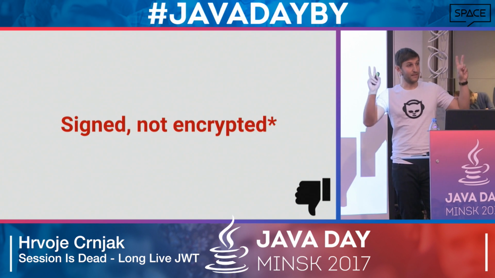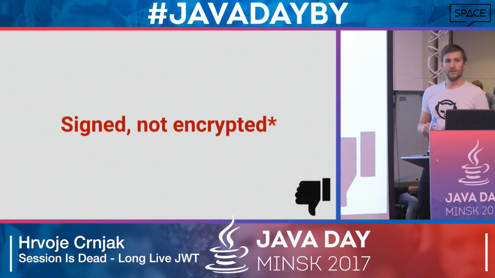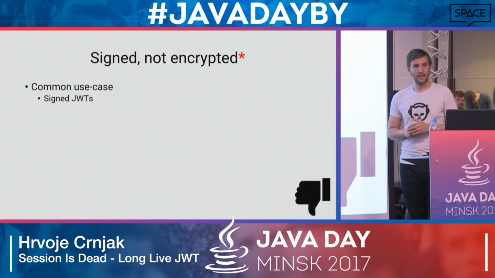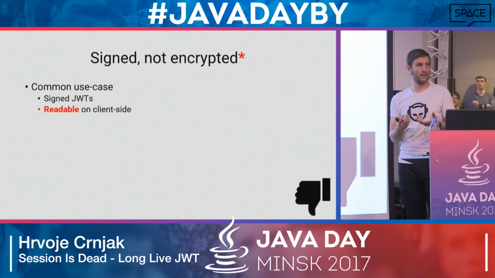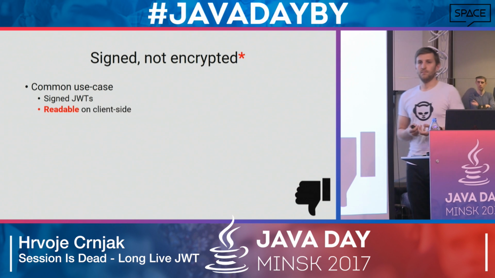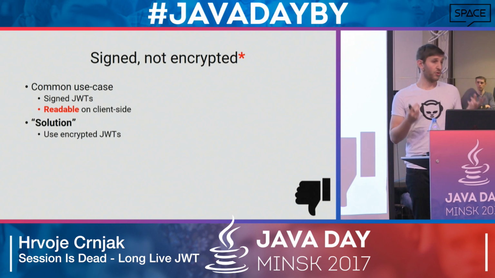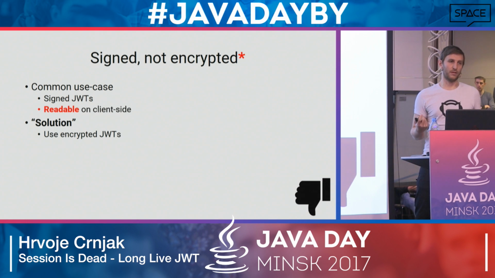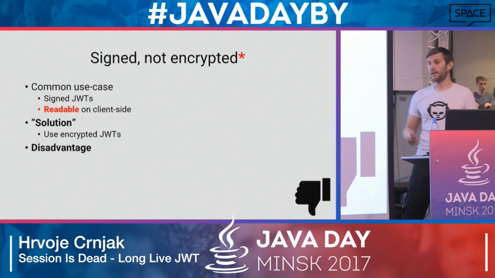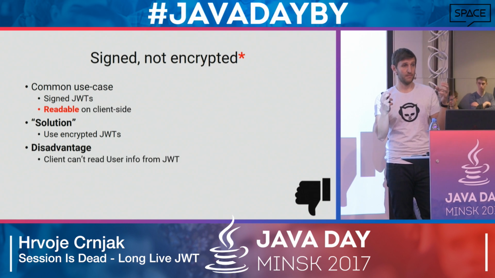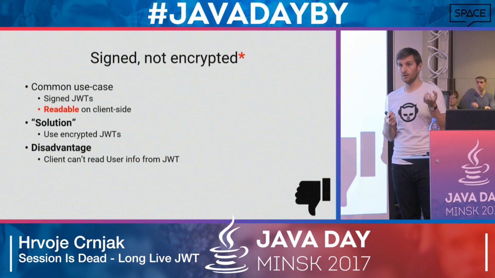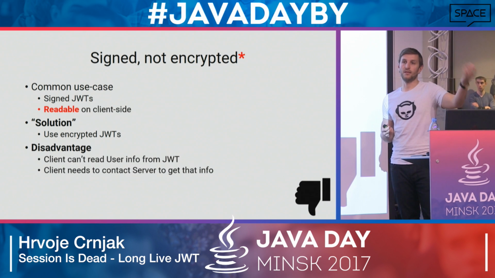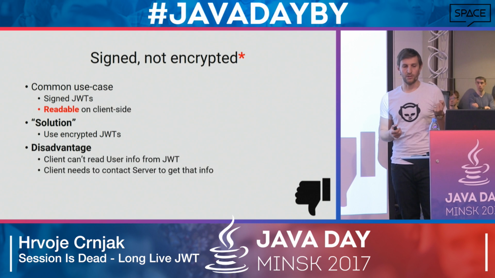Now on to the next disadvantage, and that is the signed versus encrypted problem. As we all know, a common use case is to use only signed JWTs, which means that they are readable on the client side. So the data of the token is readable on the client side. A solution to this problem would be to just use encrypted JWTs, but this comes with a price. The price is that your JWT essentially becomes a black box, which means that the client can no longer read the user information out of the token. Instead, it needs to contact the server to get this user information.